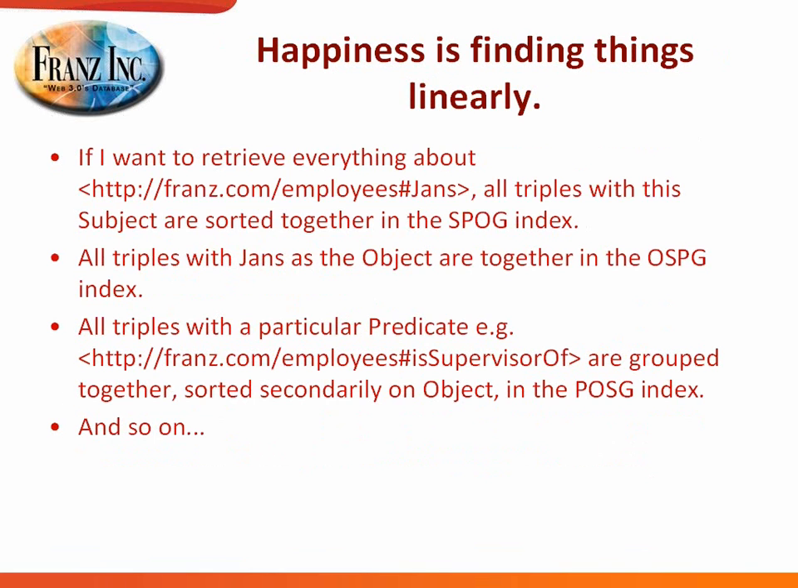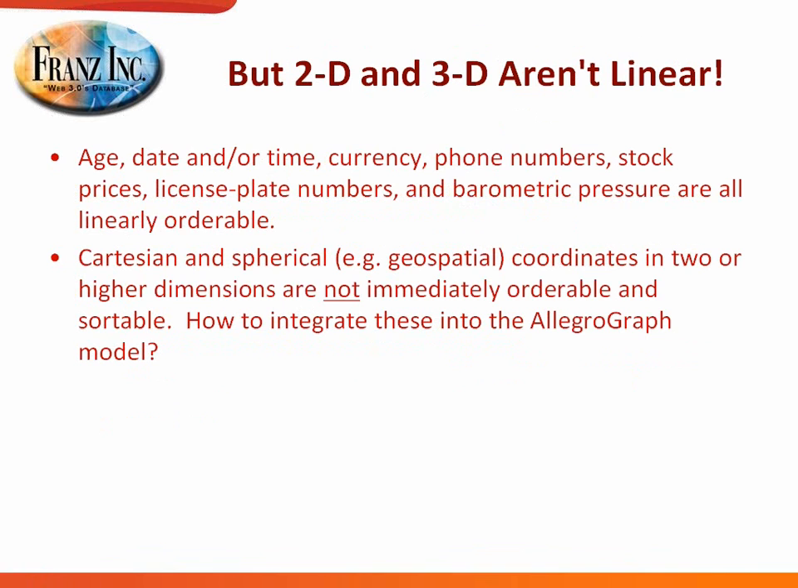For the people that have been playing with AllegroGraph or using AllegroGraph, you know that we have various indices. Basically we sort our triples in every possible way so that whatever we want to get out of the triple store, we can directly get to the right spot on disk. And that works perfectly for 1D. So if you have ages or dates or times or currency, that all works fine with sorting.